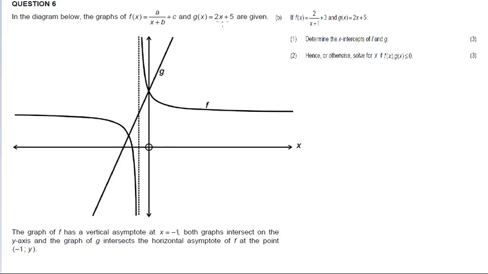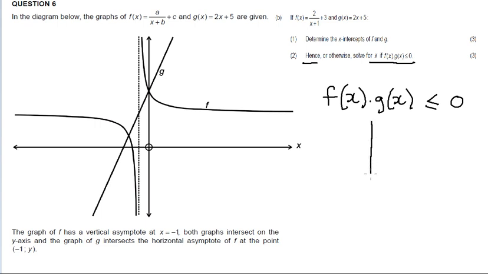Question 6b, part 2, it says hence or otherwise solve for x if f of x multiplied by g of x is less than or equal to 0. So this could be done on the table. So we make a table with the product of f of x and g of x, and we want the resultant to be less than or equal to 0, which basically means that f and g have to have opposite signs. So when I multiply them, I get a negative answer, including 0.